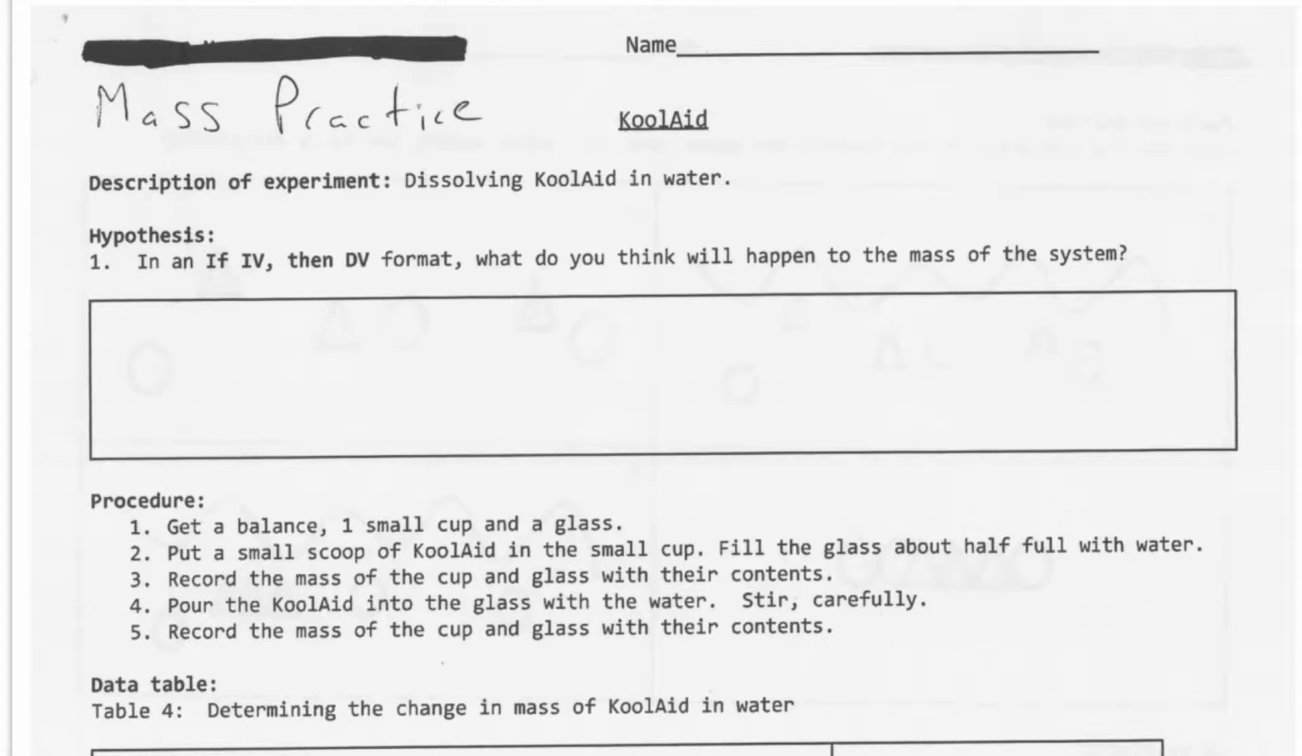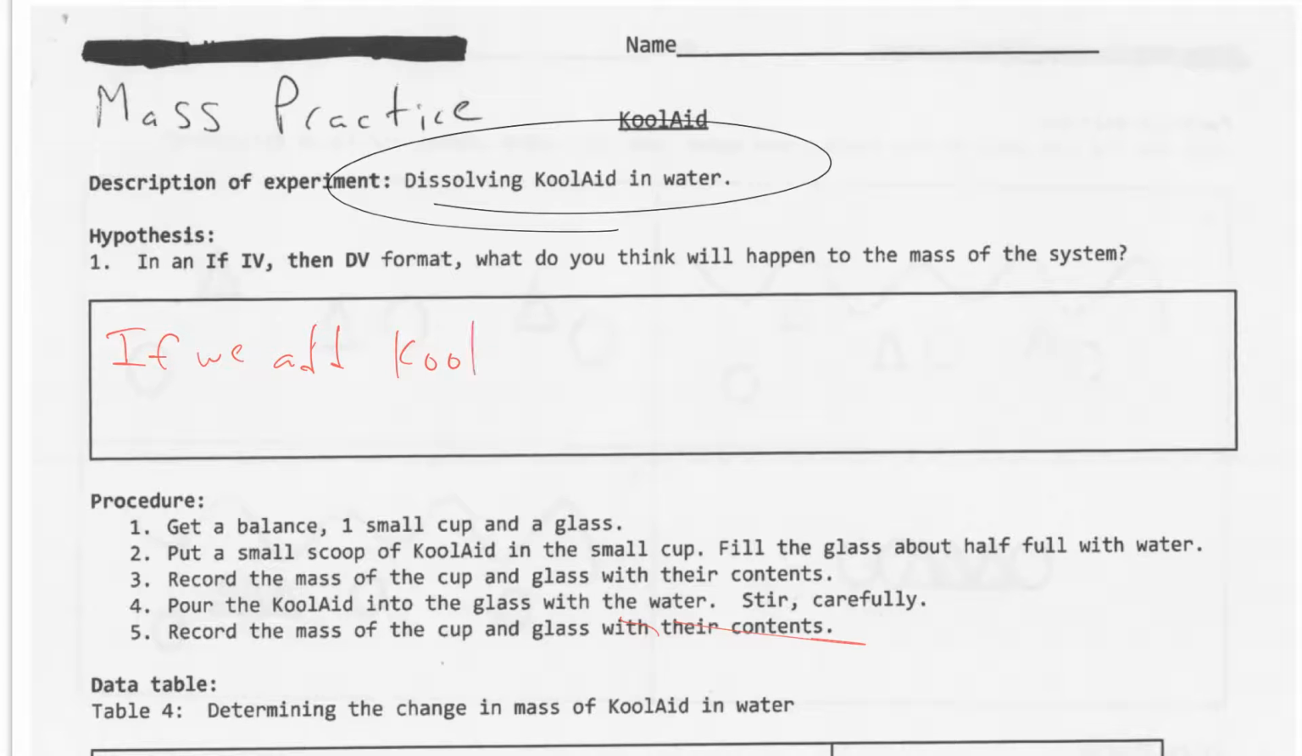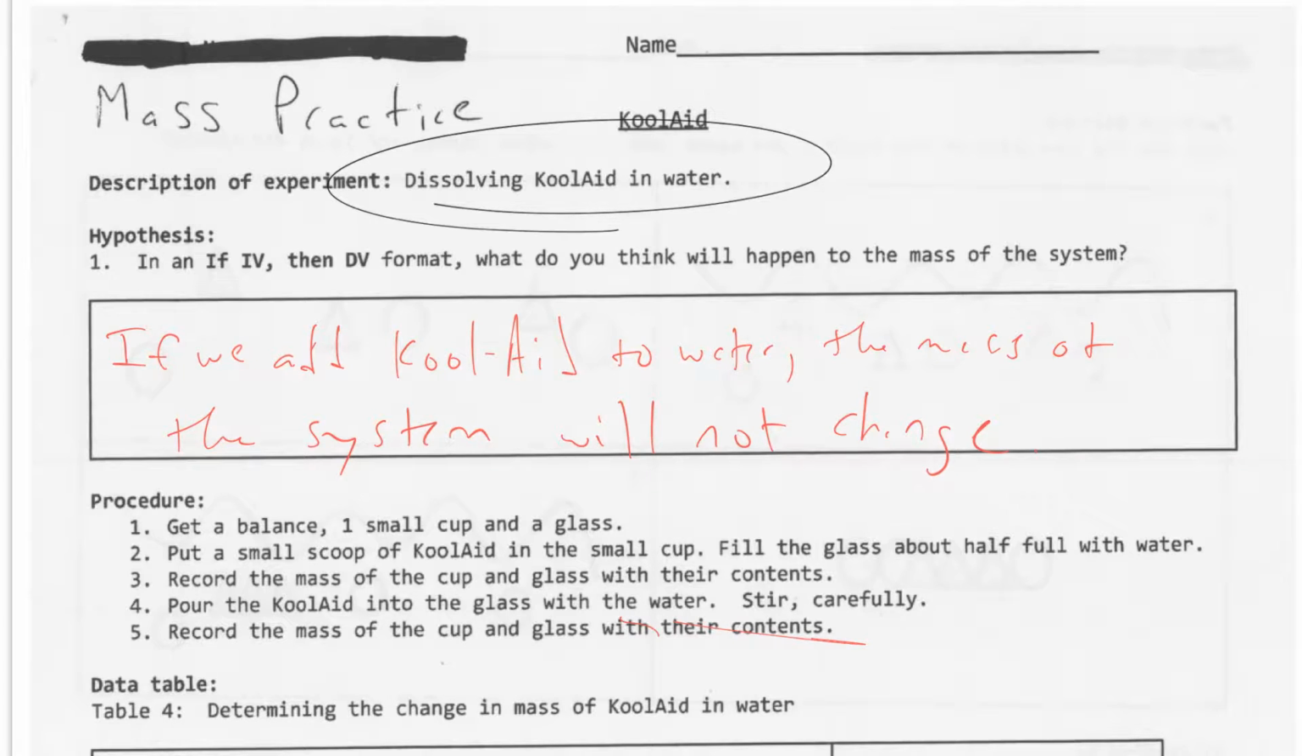Okay, here's our math practice. So our first experiment is, if we're dissolving Kool-Aid in water, what's going to happen? It asks us to write a hypothesis. So if we add Kool-Aid to water, the mass of the system will not change. It is one possible hypothesis.